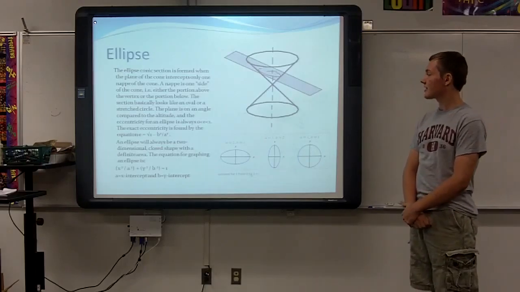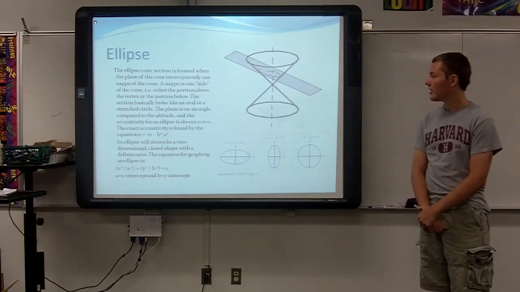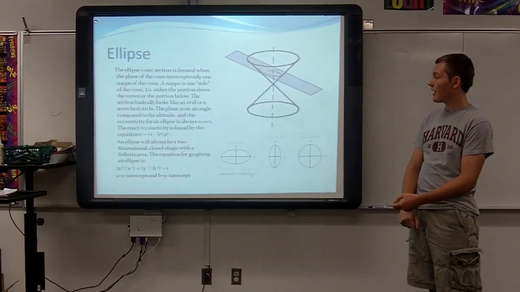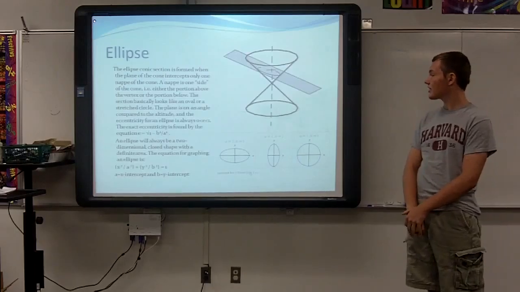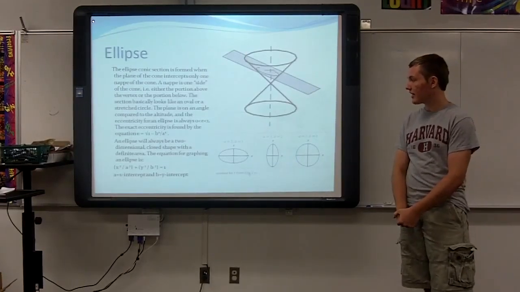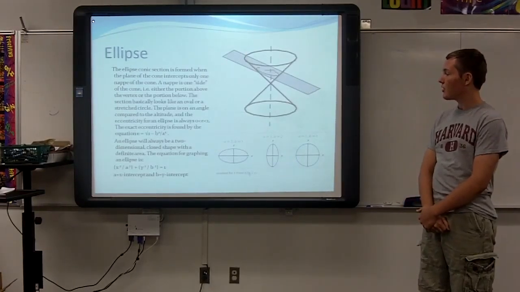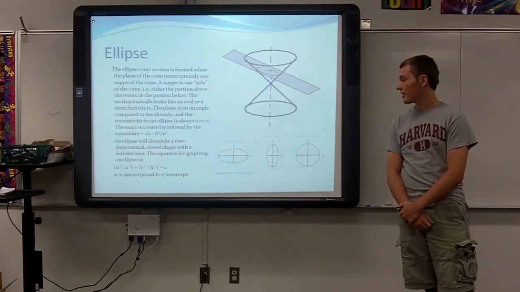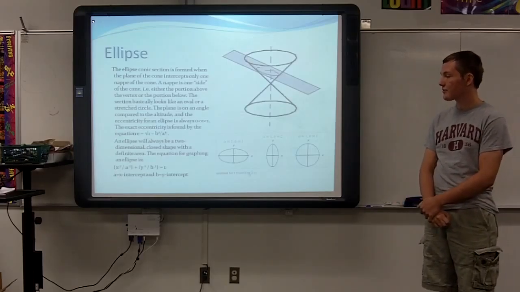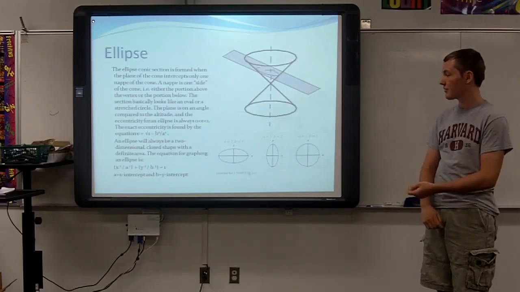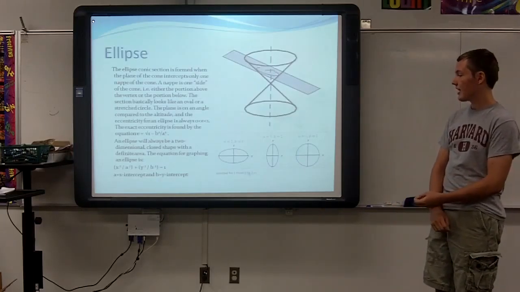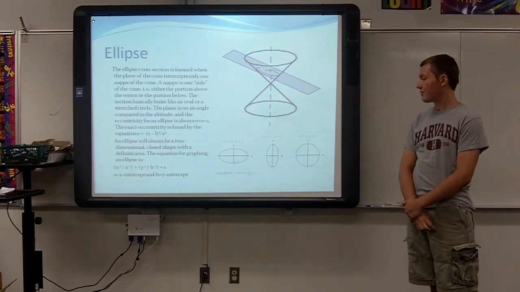The exact eccentricity is found by the equation, which is the square root of 1 minus b squared over a squared. An ellipse is always a two-dimensional closed shape with a definite area. The equation for graphing an ellipse is x squared over a squared plus y squared over b squared is equal to 1. a is equal to the x-intercept, and b is equal to the y-intercept.